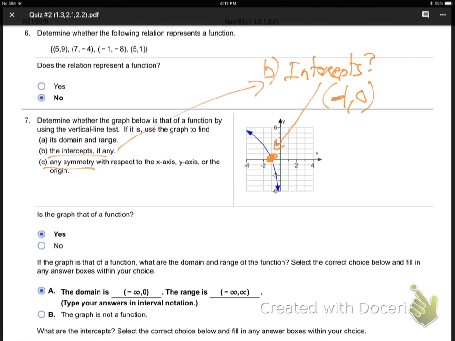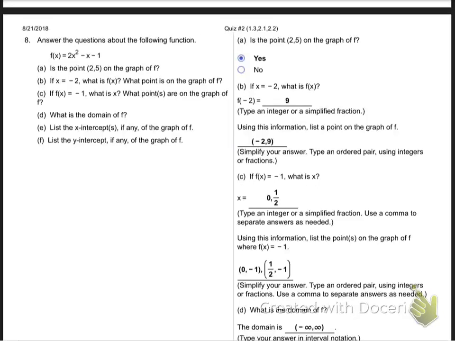Final question C, is there any symmetry? No, this graph is not symmetrical with the x-axis, y-axis, or anything. None. No symmetry. It's not the same. If it was over here also, then it would be the same on the two sides of the y-axis, and there's other kinds of symmetry. It has none.